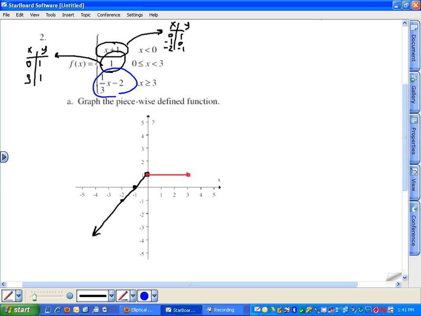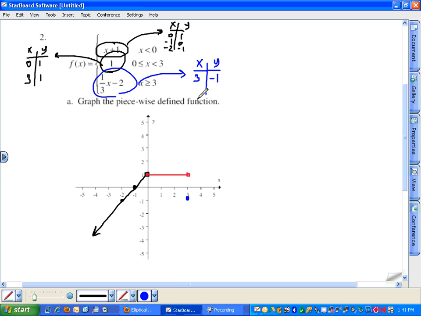Now, for this piece of the function, if we make an input-output table, x can be greater than or equal to 3, so we're going to begin at 3. 1/3 of 3 is 1. 1 minus 2 is negative 1, so 3, negative 1, and we're going to put a closed circle because x is greater than or equal to 3.